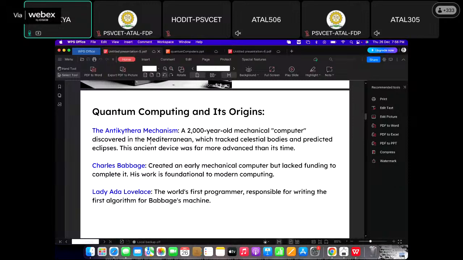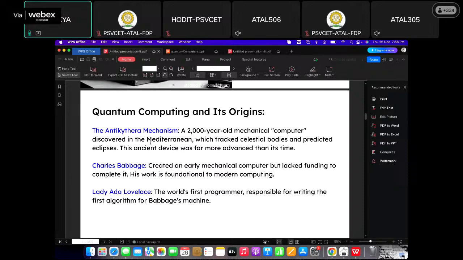Then the second one, also an analog one: Charles Babbage, the founder of the computer, created an early mechanical computer but lacked funding to complete it. His work is foundational to modern computing. And the third one is Lady Ada Lovelace, the world's first programmer, responsible for writing the first algorithm for the Babbage machine.